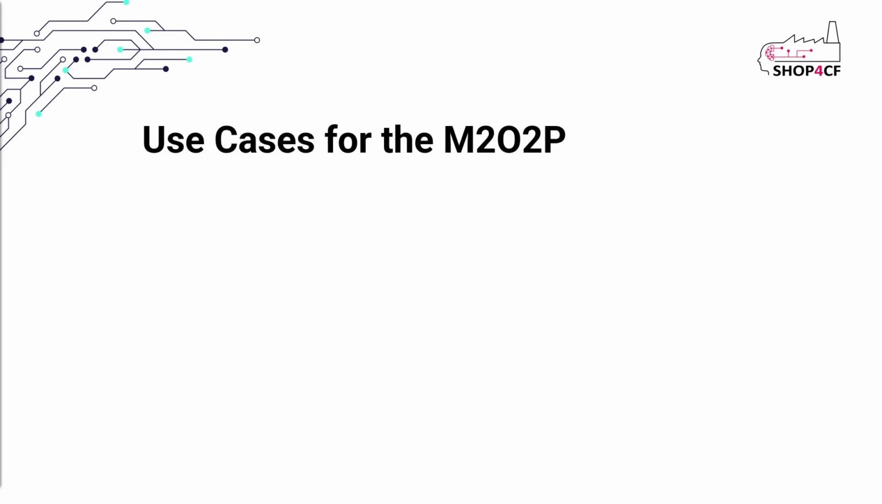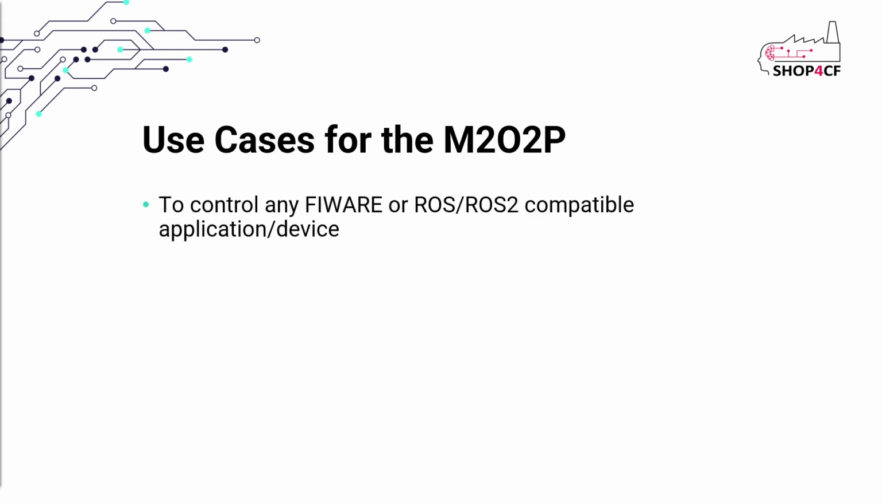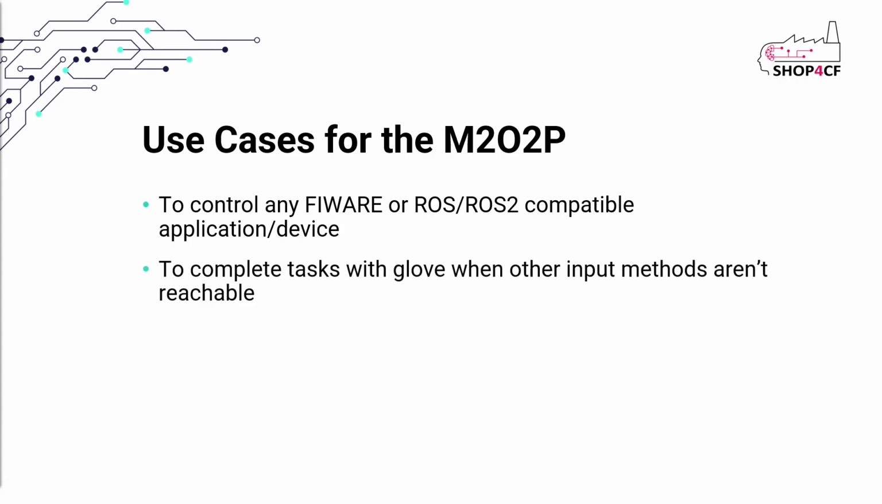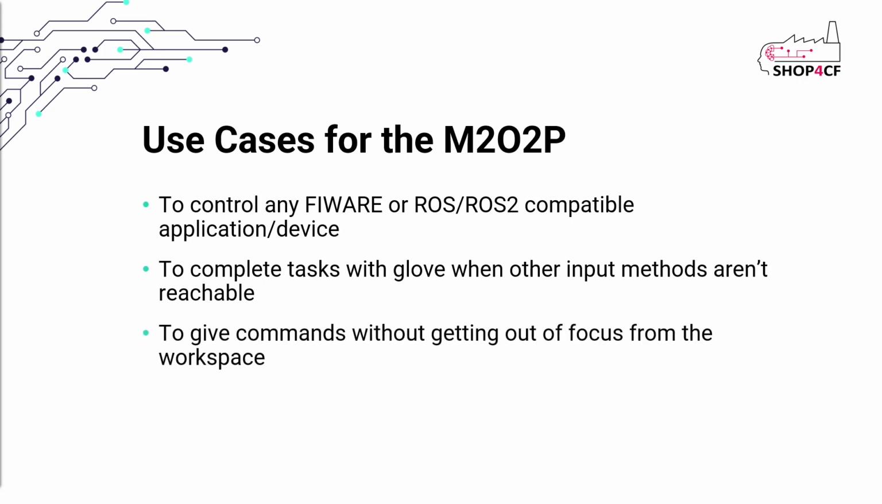M2O2P has multiple different scenarios where it can be used and where it fits. It can be used to control any firmware, ROS1 or ROS2 compatible application or device. It can be used to complete tasks with the glove when the other input methods aren't reachable. And it can also be used to give commands without getting out of focus from the workspace.